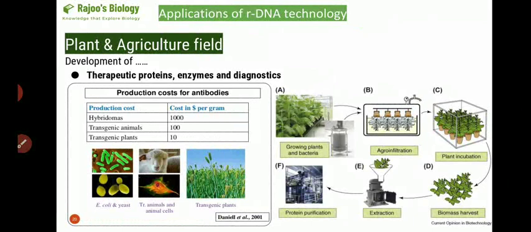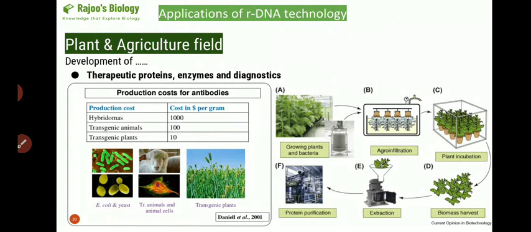Plants can be converted into pharmaceutical factories. If you produce antibodies through hybridoma technology, it costs about $1,000 per gram. When you use transgenic animals for antibody production, the cost is about $100 per gram. But when you use a transgenic plant for the development of monoclonal antibodies, it costs about $10 per gram.